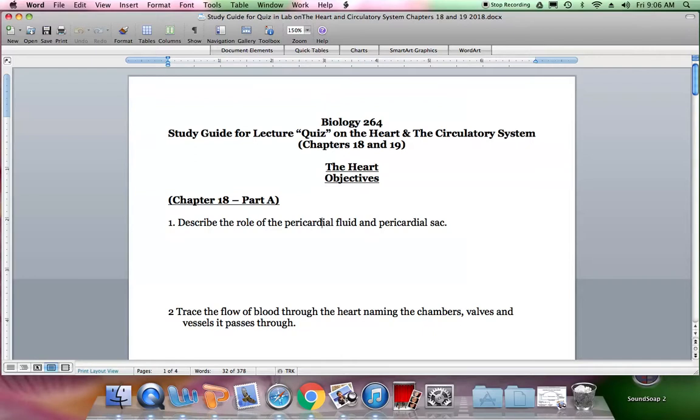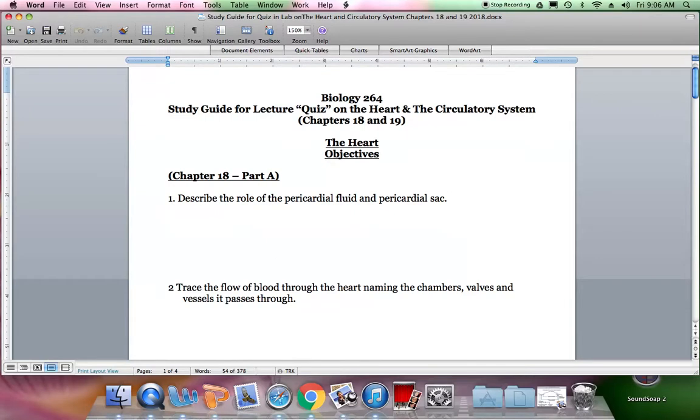But the most important function of the pericardial sac is that it contains this fluid which will prevent friction development as the heart beats, because it's moving as the muscle contracts and as the ventricles squeeze the blood out. It's really important to have prevention of friction.